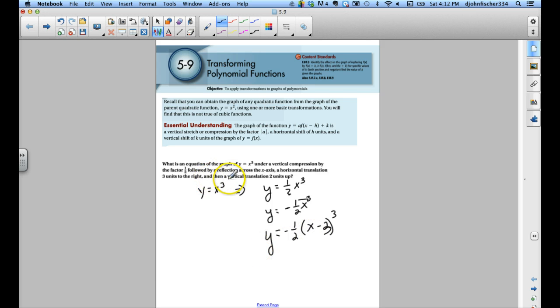Now the last thing it says, then a vertical translation 2 units up. So 2 units up means we're going to add 2 at the end to get the equation. So we're going to move 3 units right, 2 units up, with the half factor and the negative in front.